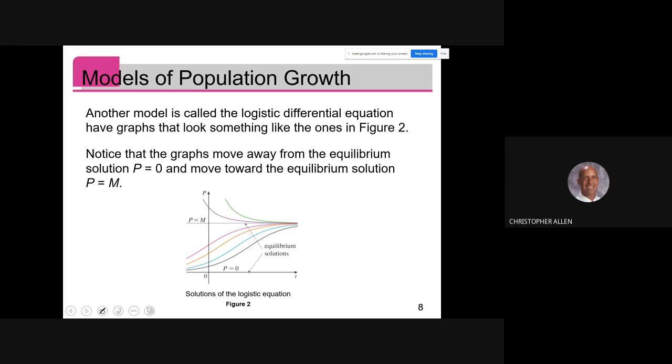There's another model called the logistic differential equation, which I don't know that we will get to this year. That's actually section 5.4. I think we may have to skip that section. I don't know if you guys remember something from your biology class, maybe. Have you guys ever heard of something called the carrying capacity?